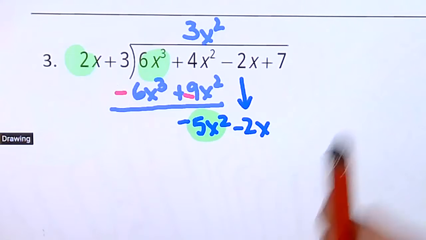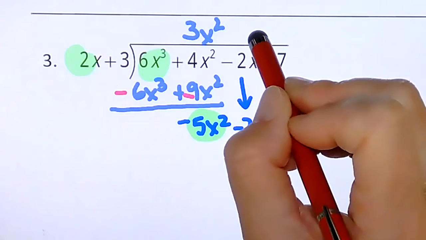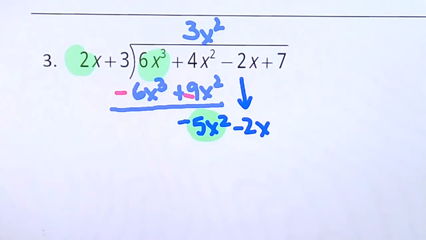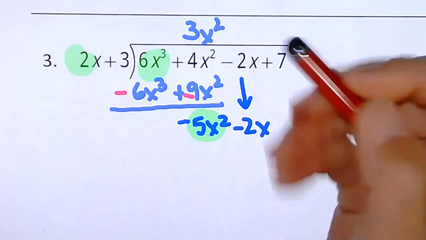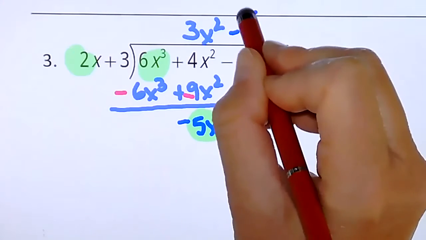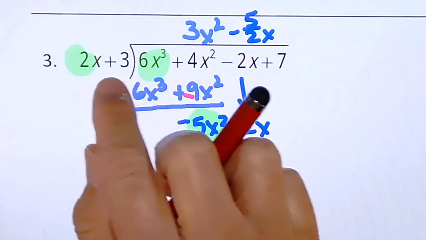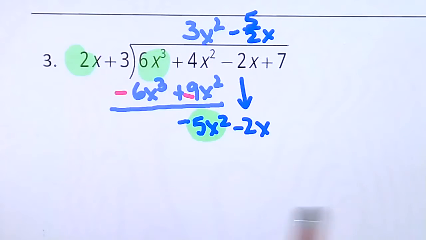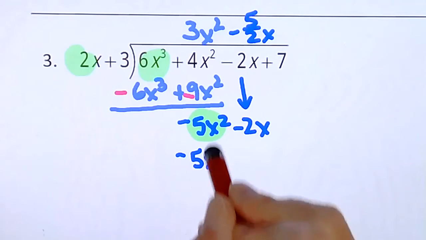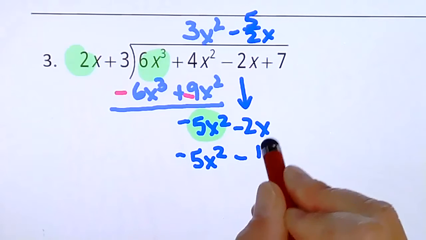So 2x times what gets me a negative 5x squared, and that is not going to be a nice number. So what I can do is I know that 5 divided by 2 is 2.5 or 5 halves. So I'm going to write it as a minus 5 halves x. And then I'm going to multiply. A negative 5 halves times a positive 2, the 2's cancel out, and I get a negative 5x squared. My negative 5 halves x times 3 is a negative 15.